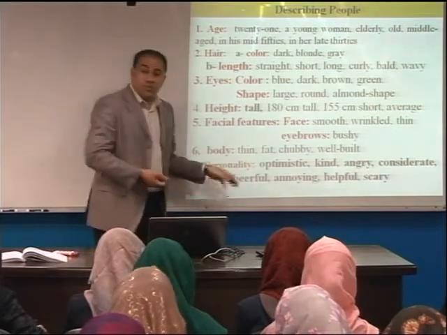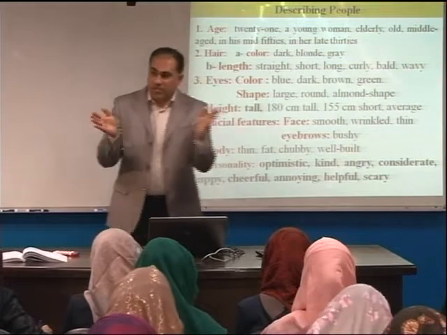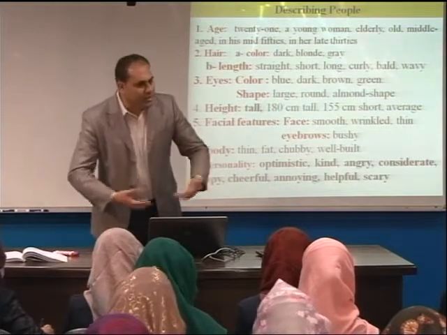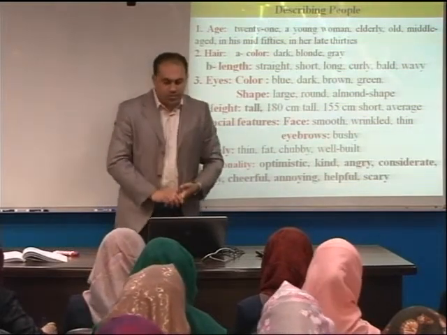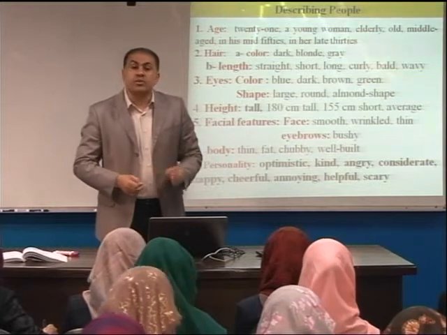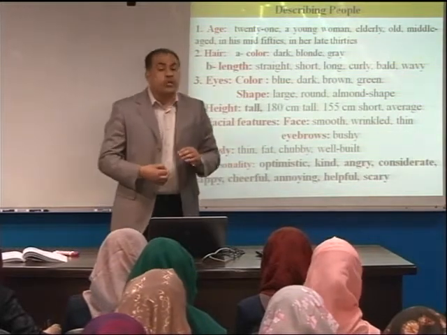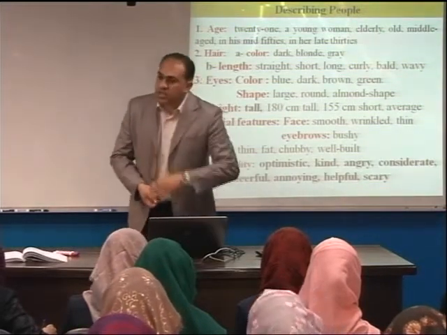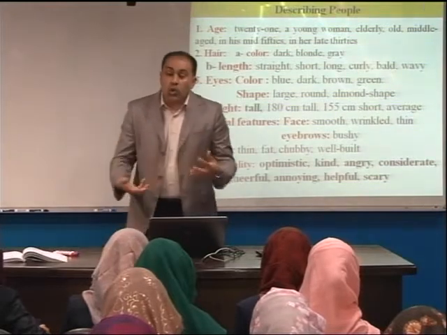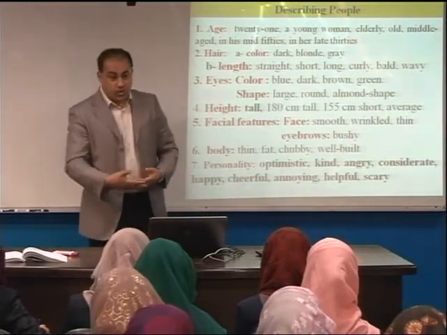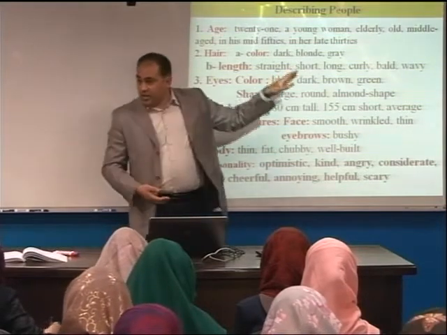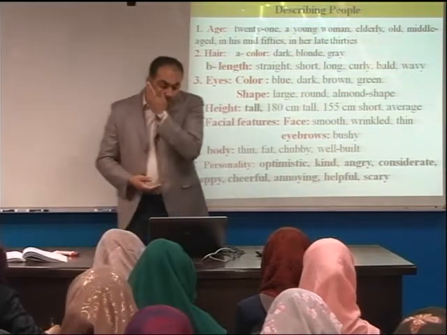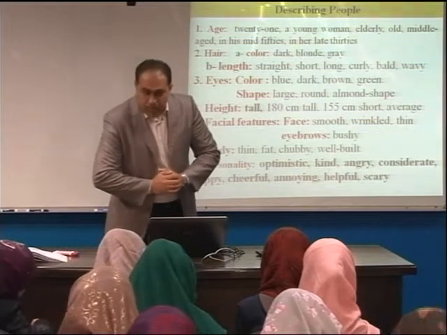For example, we can look at the body, for example, fat, thin, although I don't prefer to use the word fat, but thin, chubby, well-built, and so on, athletic, for example. And finally, we can look at the personality. For example, she is really optimistic. He is really kind, angry, considerate, thoughtful, happy, cheerful, annoying person, helpful person, and so on. So these are some physical appearance, some sort of appearance, all right? And also we can look at the personality of that person, okay?